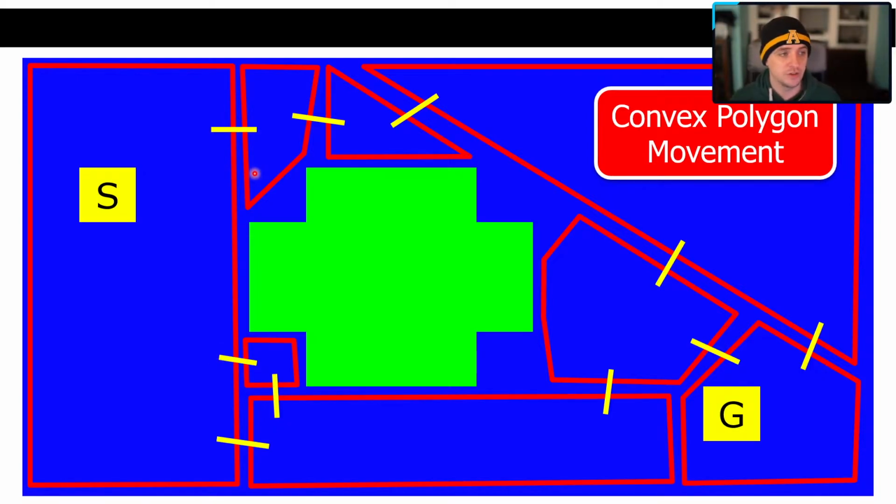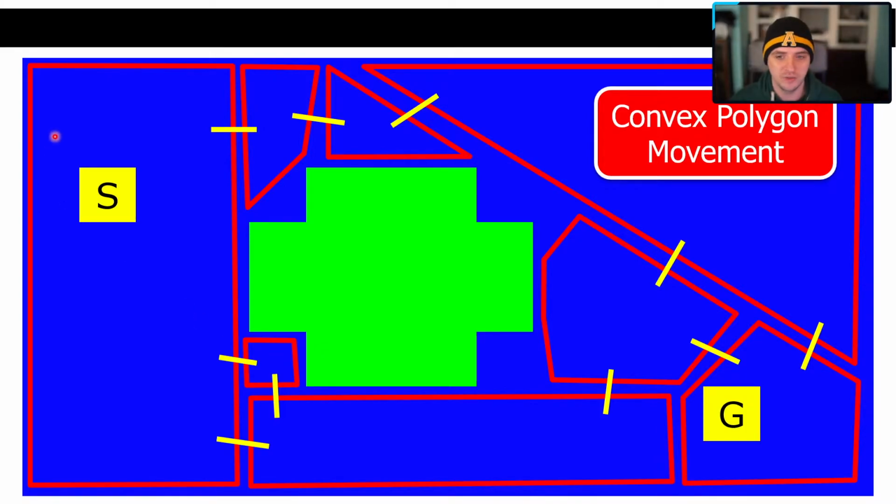Then what you have to do on top of that is say, okay, how can I move within this system? Well, the reason we would use convex polygons, and remember, the definition of a convex polygon is that any vertex can see any other vertex.